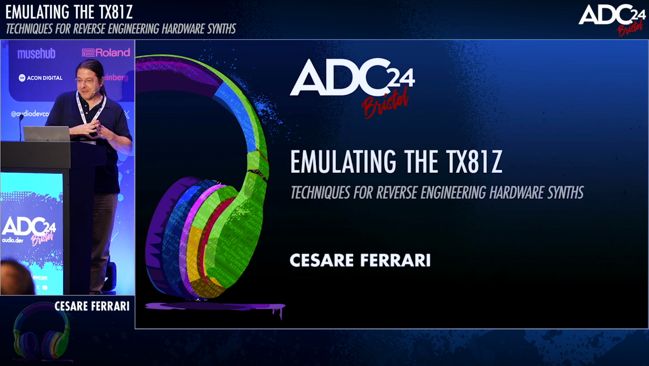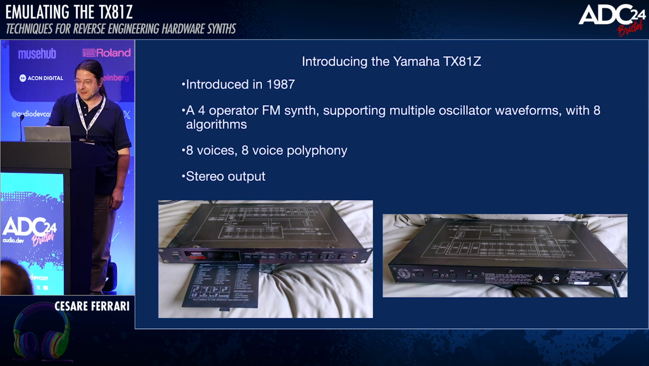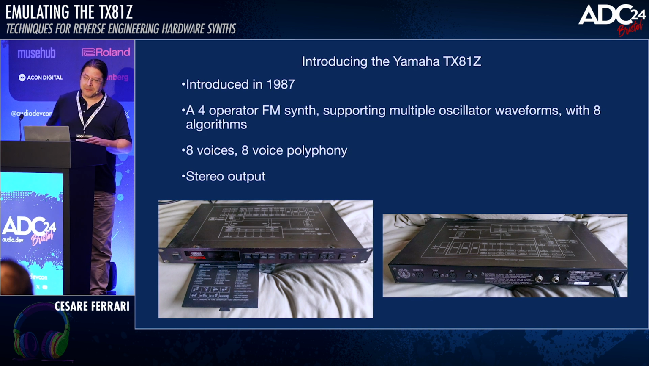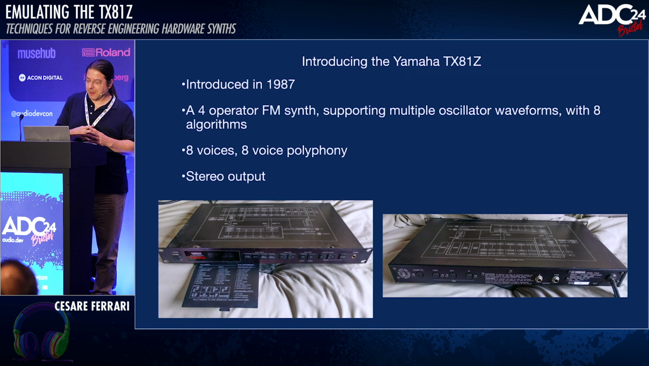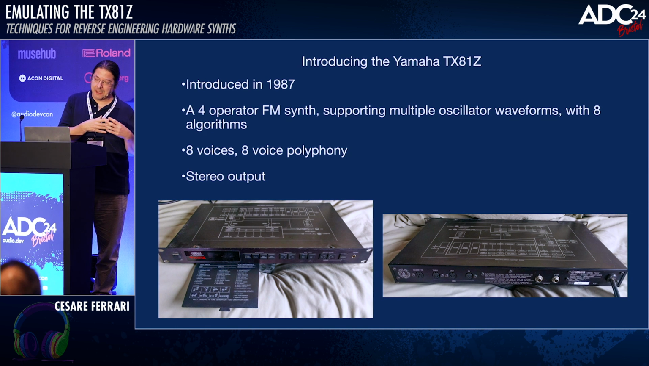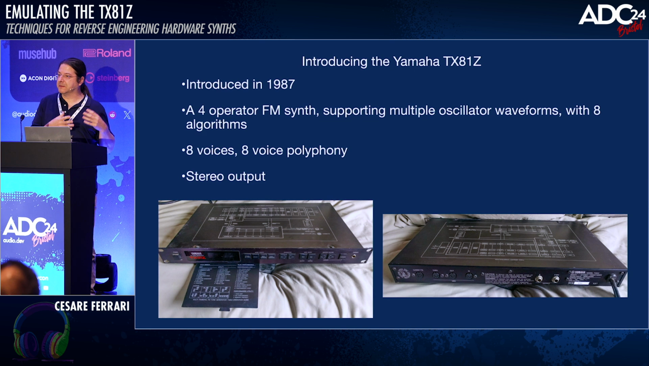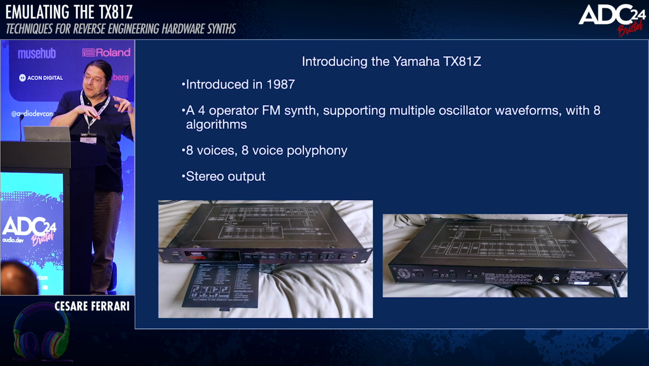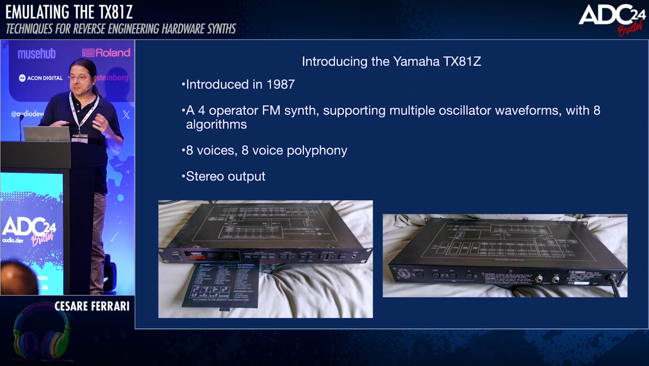So this is a famous four-operator FM synth that Yamaha introduced in 1987. Now, you have to kind of go back in time. This is a few years after MIDI came out, and we obviously had analog synths as the main things, like Prophets and all sorts of analog subtractive synthesizers. And FM was a new, very cool thing that came in with the DX7. And this is a rack mount version of that.